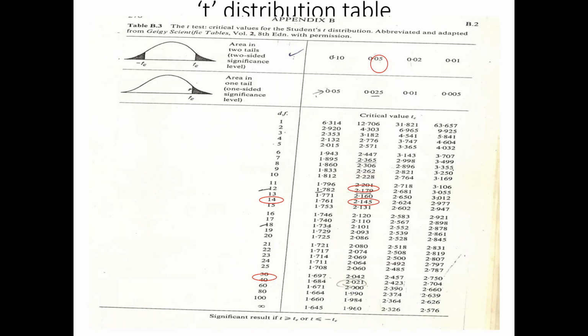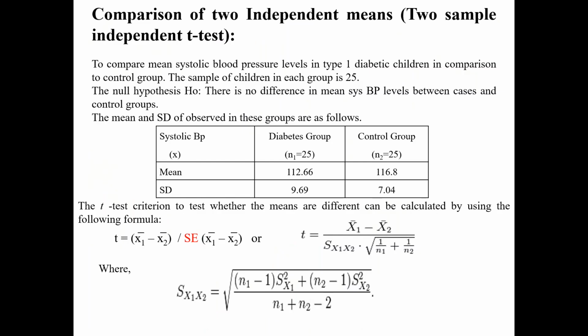Now coming to the example of the two samples. There are two samples. Let us take this example: to compare mean systolic blood pressure levels in type 1 diabetic children as compared to the control group. The control group is those who do not have any diabetes. So here in this table you can see the mean systolic blood pressure among the diabetic group is 112 and among the control group is 116. It is a little higher.